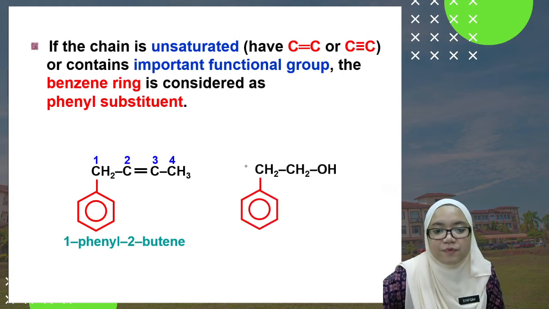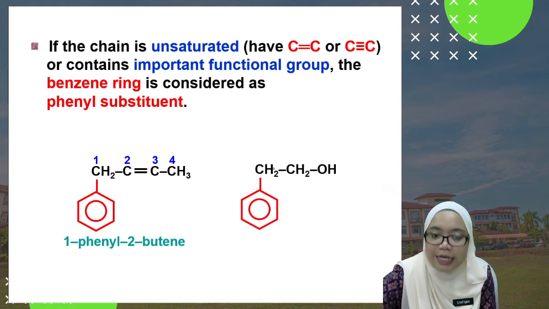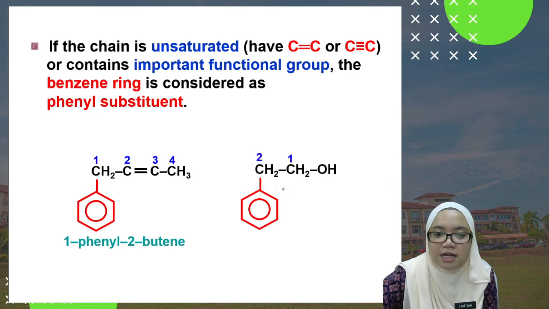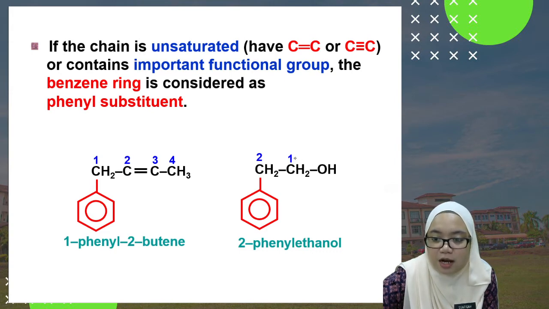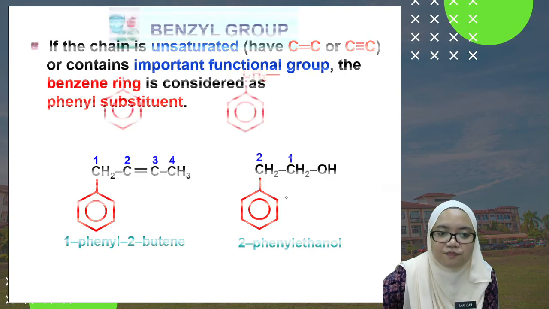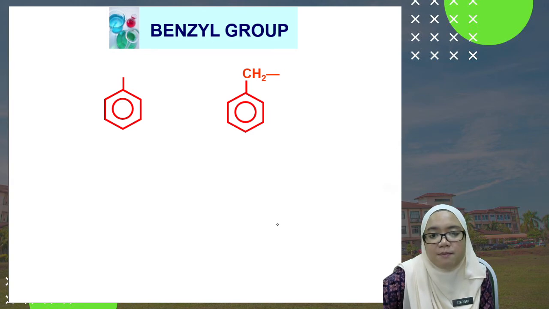Okay. So macam ni kita ada ethanol. Okay, so sekarang ni kita akan dapat 2-phenylethanol sebab yang functional group wajiblah kita numberkan carbon dia nombor 1. So sebab itulah phenyl dekat carbon nombor 2. So 2-phenylethanol. So apa pula benzyl group?